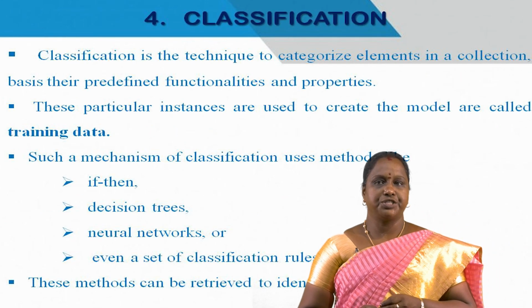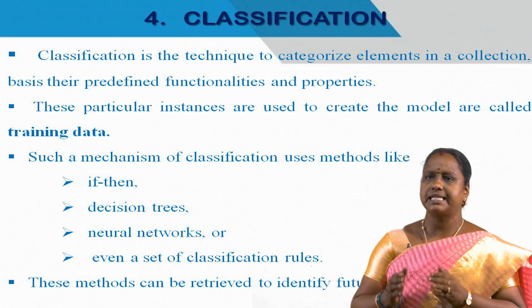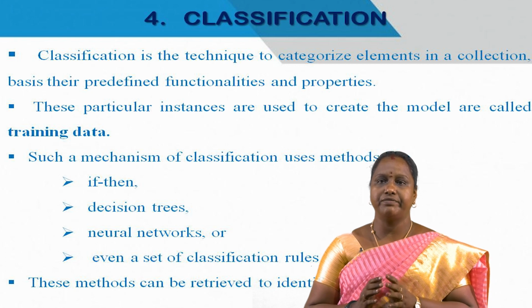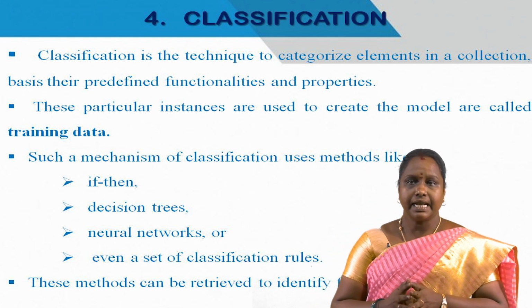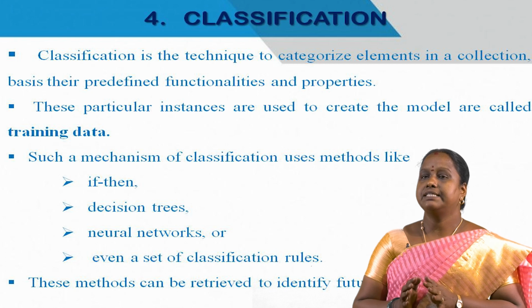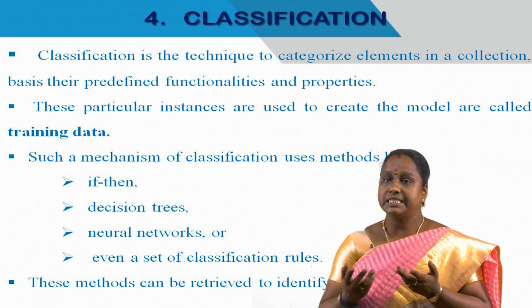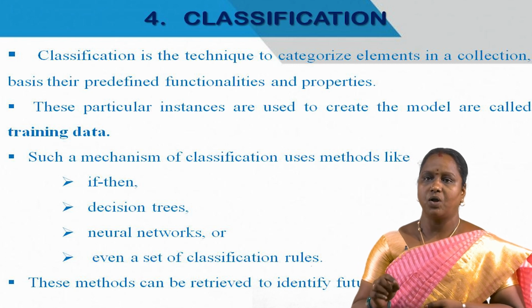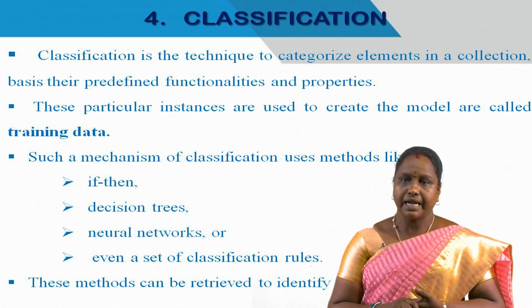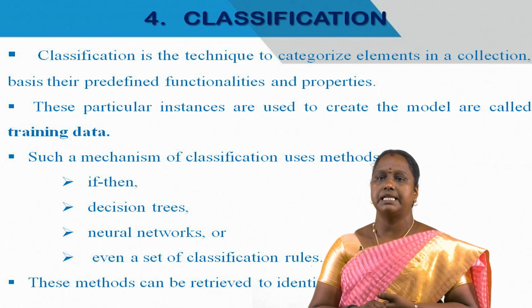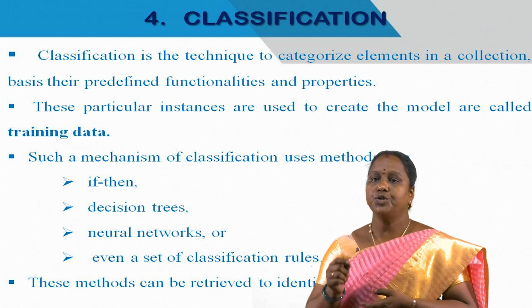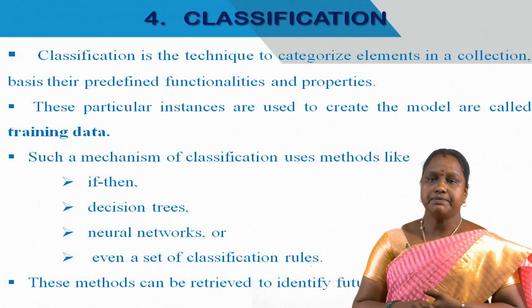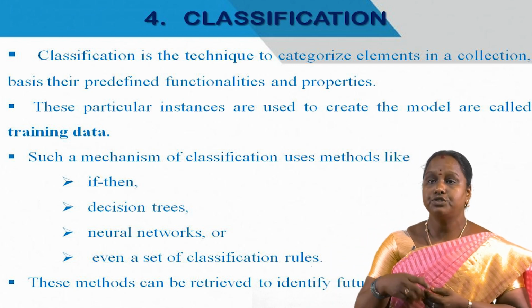Next one is classification. As the name suggests, classification is the technique to categorize elements in a collection on the basis of predefined functionalities and properties. In classification, the model can classify new instances whose classification is unknown. These particular instances that are used to create the model are called training data. Such a mechanism of classification uses methods like if-then, decision trees, neural networks or even a set of classification rules. These methods can be retrieved to identify future data.